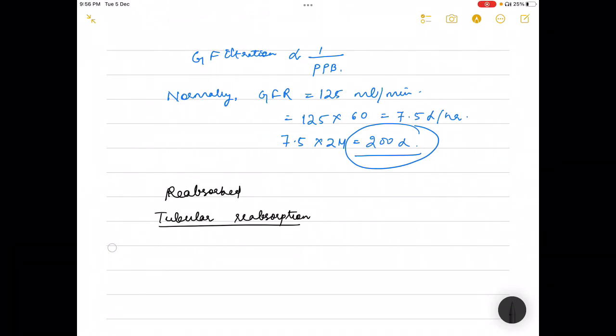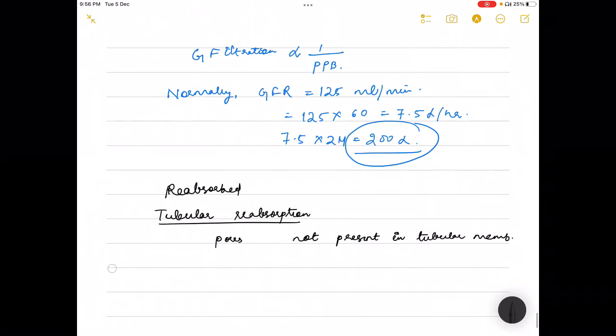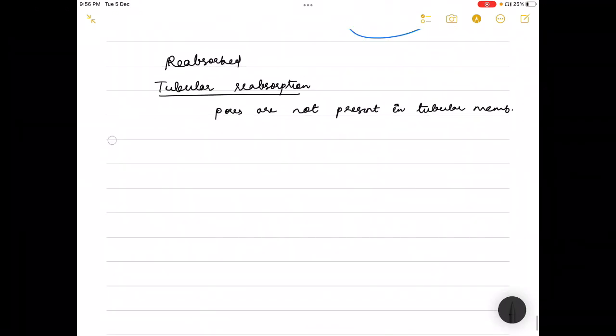But the tubular membrane does not have pores. Pores are not present in the tubular membrane. So what happens? The water soluble drugs are not reabsorbed and they get excreted.